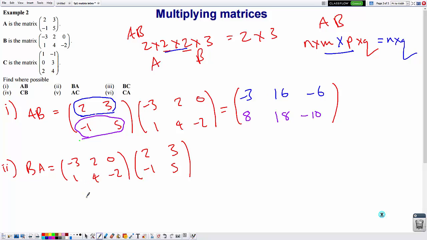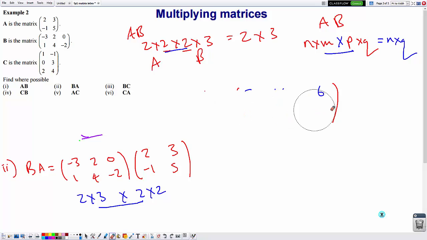So in this case, let's see what we have. We've got a 2 by 3 matrix multiplied by a 2 by 2 matrix. And you see the number of columns here, or my row length, which is the same as the number of columns, does not match my number of rows or my column length. These numbers don't match. Matrix multiplication, not possible. All right. So we've done AB and BA.